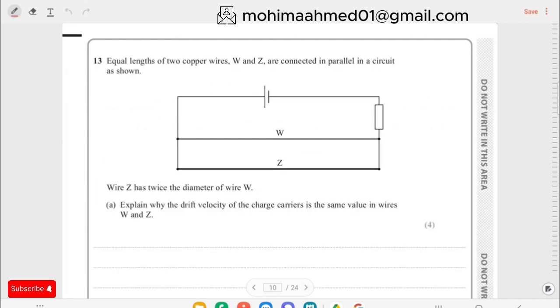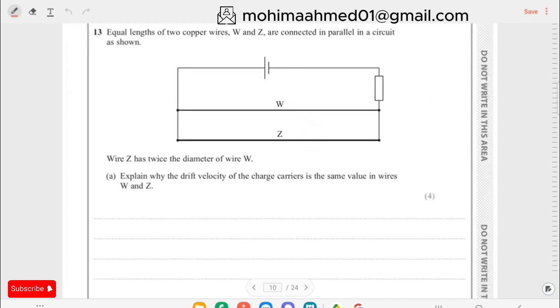Moving to question 13. Equal lengths of two copper wires W and Z are connected in parallel in a circuit as shown. The wire Z has twice the diameter than wire W. Explain why the drift velocity of the charge carriers is the same value in wires W and Z.